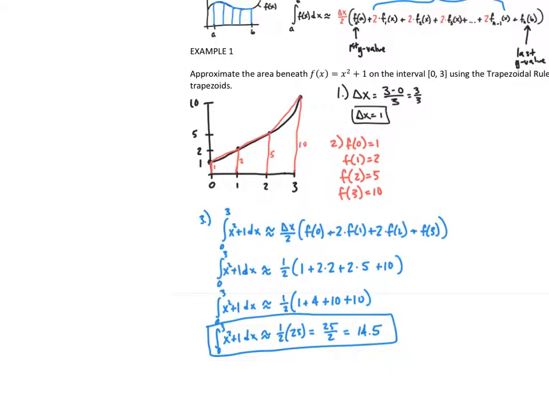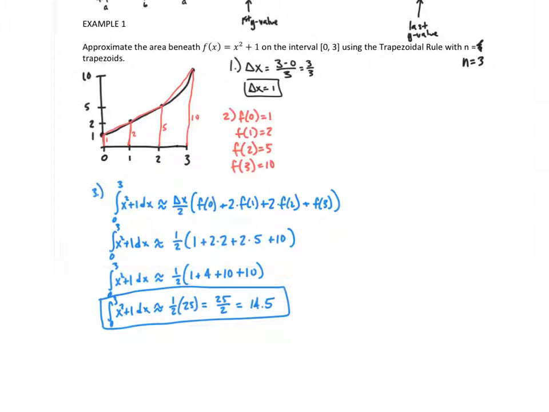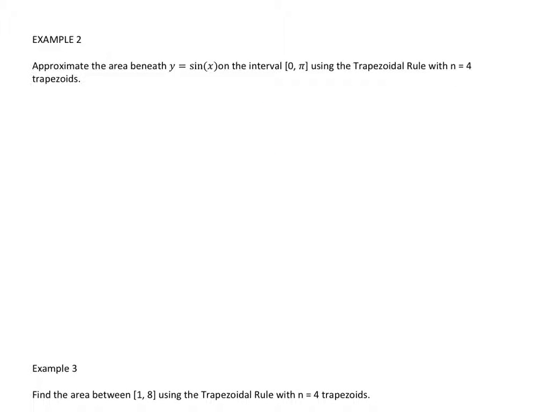It's pretty simple once you get through it, but you just have to know what you're doing and be able to set this part up. So remember delta x over 2, your first and last y values are by themselves, and then each other interior y value is multiplied by 2, and add them together. All right, let's take a look at example 2.